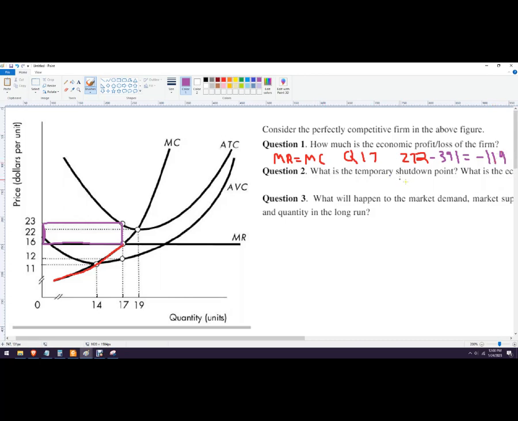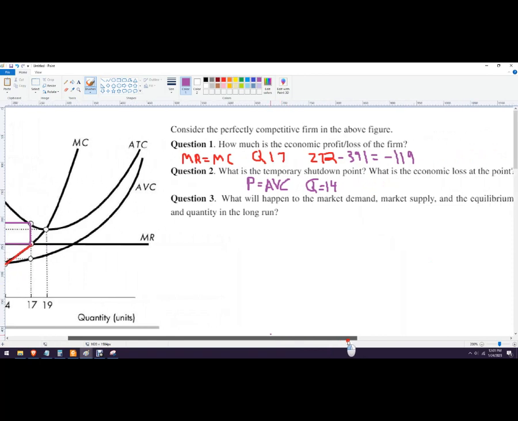Okay. What is the temporary shutdown point? This is going to be found by finding the quantity where the price equals average variable cost. This is known as the shutdown rule. So we're just going to find where marginal cost and average variable cost intersect, which is right here. That's at their minimum. So that would be at a price of 11. The quantity for that would be 14.